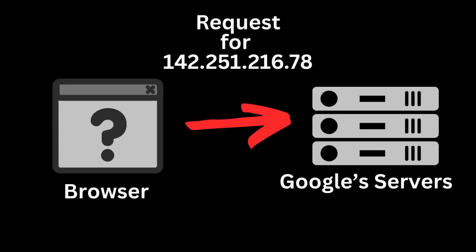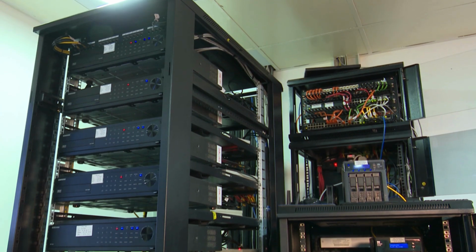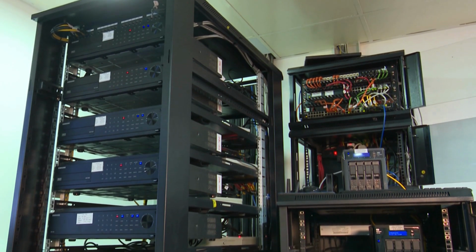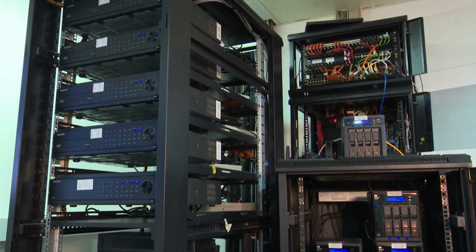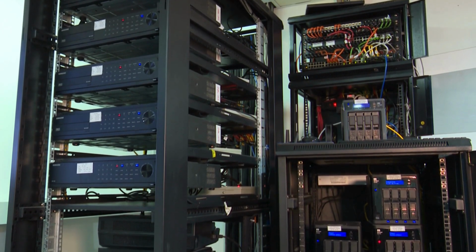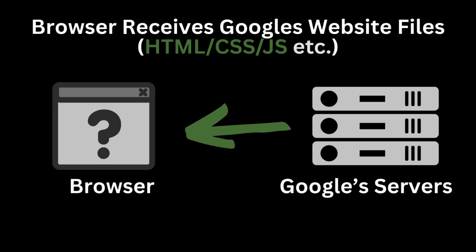Now that your browser knows Google's IP address, it sends a direct request to Google's servers at that IP address. Servers are basically specialized computers that are constantly connected to the internet and configured to respond to requests. When we talk about the cloud, we're often talking about massive buildings filled with thousands of servers like these. Your browser receives these files and assembles them into the Google homepage you're familiar with, and all of this happens in a fraction of a second.